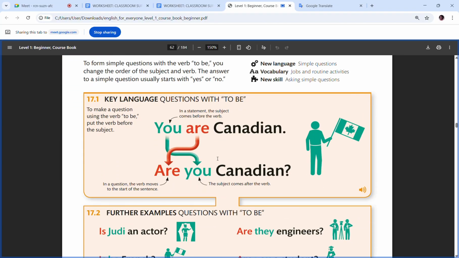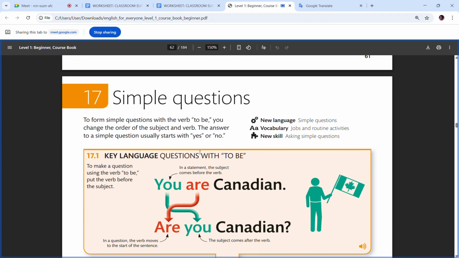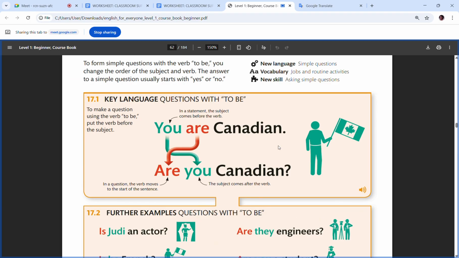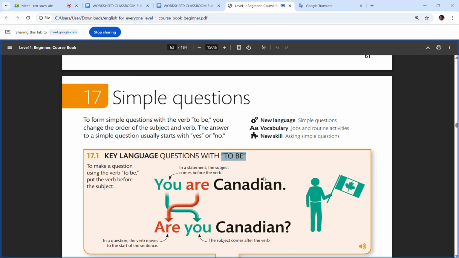Okay, now let us continue. We will now create simple questions. And so we will begin with the verb to be. Let's begin with the verb to be. So when I say simple questions, it means in the simple present. So that's the tense we are busy with.